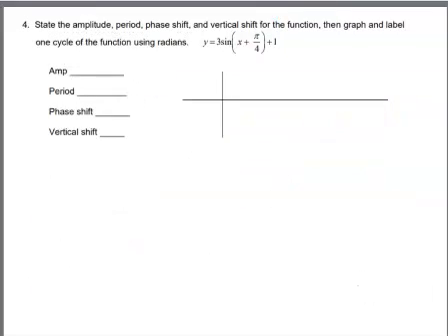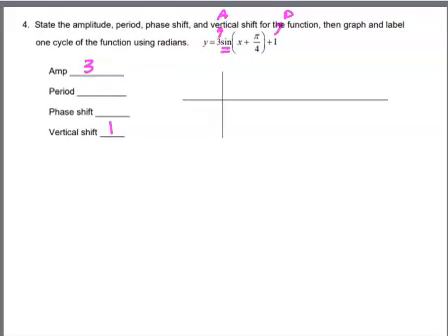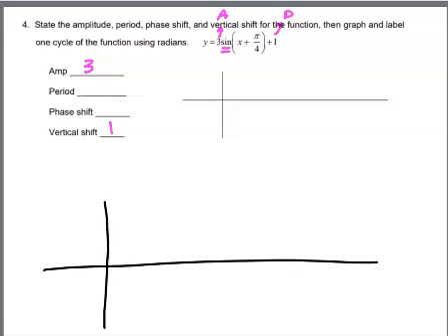Okay. Number 4. So this is sine. So it does have an amplitude. The amplitude is 3. The vertical shift is 1. I'm going to actually redo the graph here just because then we have a little more room. So if it's at 1, I'm going to go 1, 2, 3 up from there. I'm going to go 1, 2, 3 down from there.